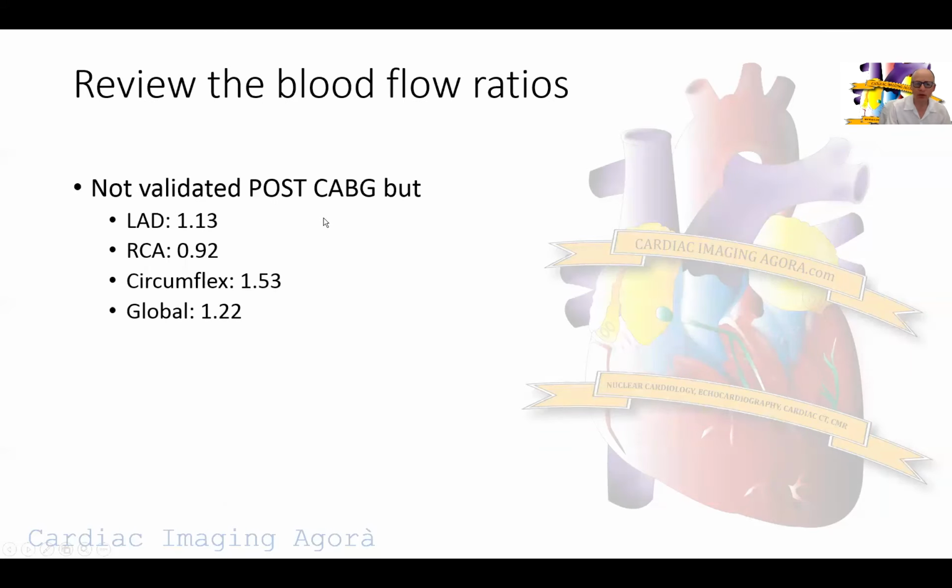I said earlier, we do not do flow ratios on patients post-CABG because it's not been validated. We do it just for research purposes and data collection. The LAD myocardial blood flow reserve was 1.1. Normal is above 1.8, 1.7. RCA was 0.92, indicating steal in the RCA. Circumflex was 1.53, and this reflects what we saw because the territory of the circumflex coronary artery was not as much affected by ischemia, at least from the visual inspection of the images, with a global flow reserve very severely depressed at 1.22 in this patient.